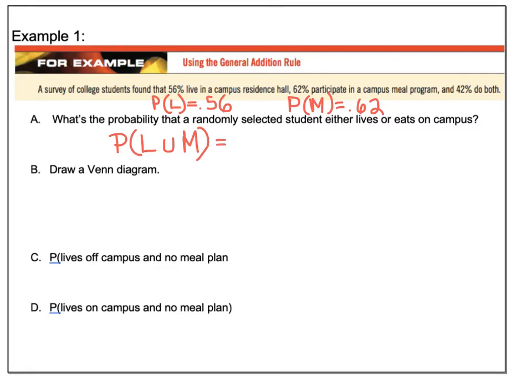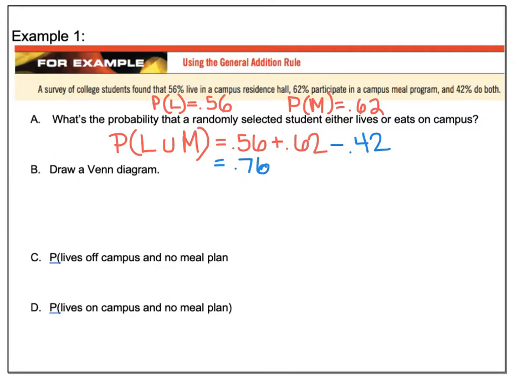So what's this equal to? Well, 0.56 plus 0.62, but I definitely need to subtract my overlap, which I'm told is 0.42. So do the math, it's 0.76, okay, or 76% chance.